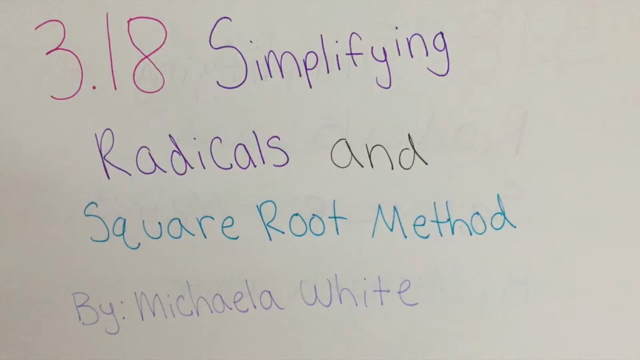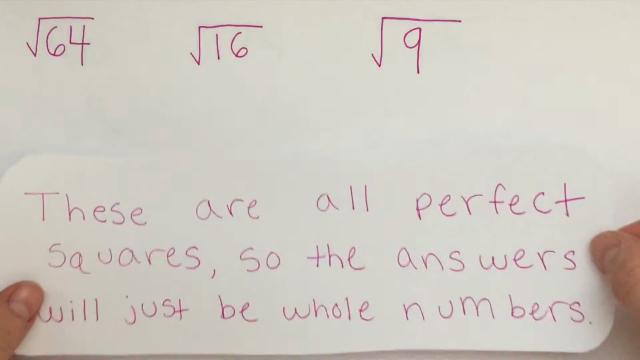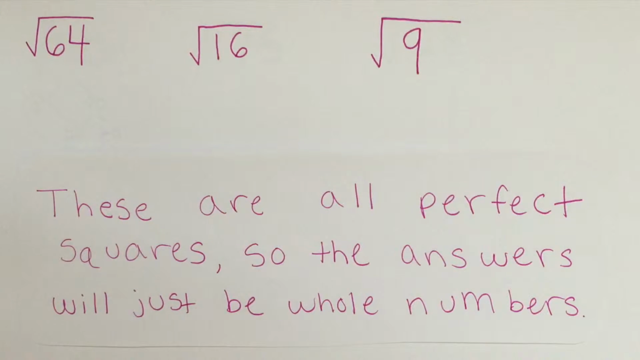Today I will be teaching you how to simplify radicals and use the square root method. The first examples of simplifying radicals are the square root of 64, the square root of 16, and the square root of 9. These are all perfect squares, so the answers will just be whole numbers.